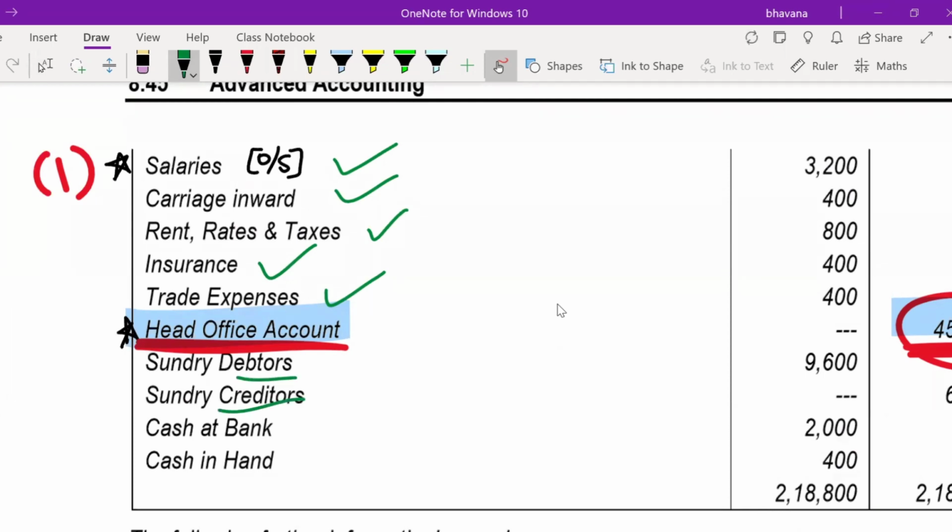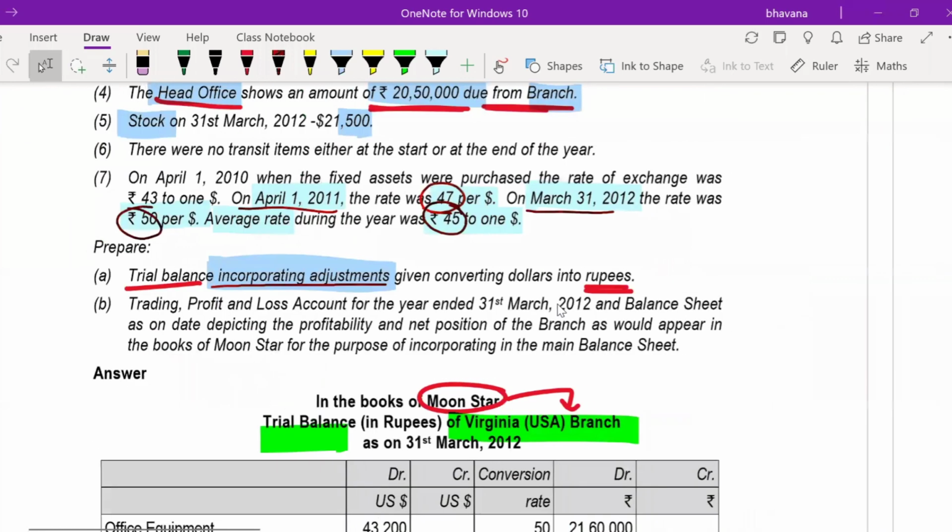Then debtors, creditors, cash at bank, cash in hand: all will come under assets and liabilities in the balance sheet. So in all of these you will use your closing rate. Okay. I hope you understood this and you don't have any doubts here.